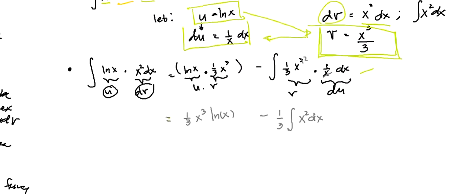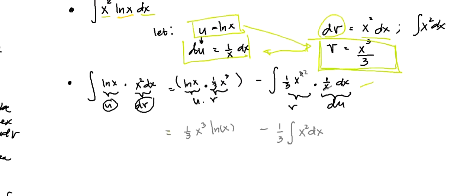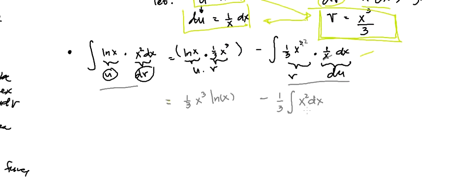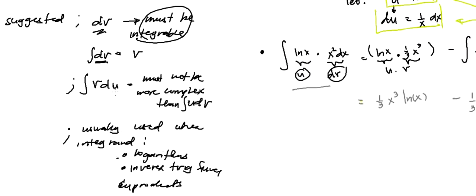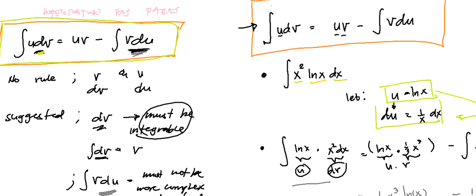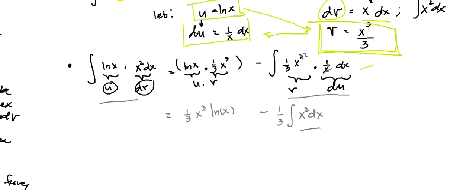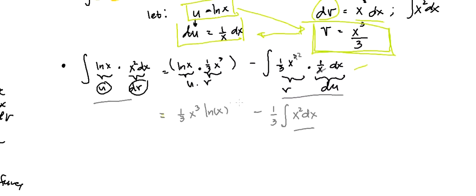Okay, so as you can see here, our vdu is now simpler than our udv, and that is one of the suggestions last time: the vdu part must not be more complex, or it must be simpler than our main integrand in terms of udv, so that we can now simply integrate this integrand.